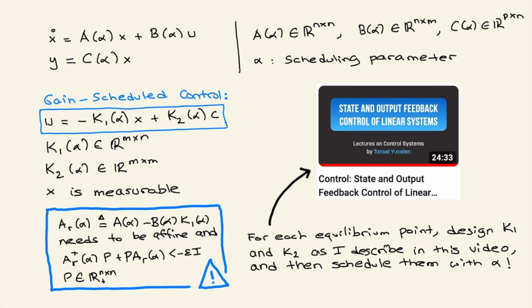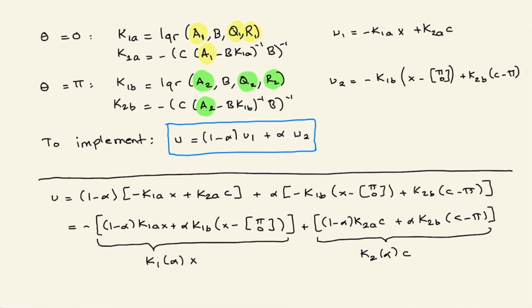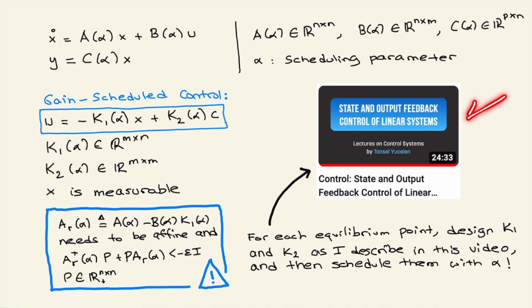And basically, that's it. So now let me focus on the specific example. For alpha equals 0 or theta equals 0 equilibrium point, I am going to choose my first K1. I am going to call it K1A. I am using LQR. I am giving A1, B, some Q1, some R1. And I am going to obtain my stabilizing K1A. For K2A, I am going to choose it to satisfy this condition. Where this condition comes from, again, it is coming from this video.